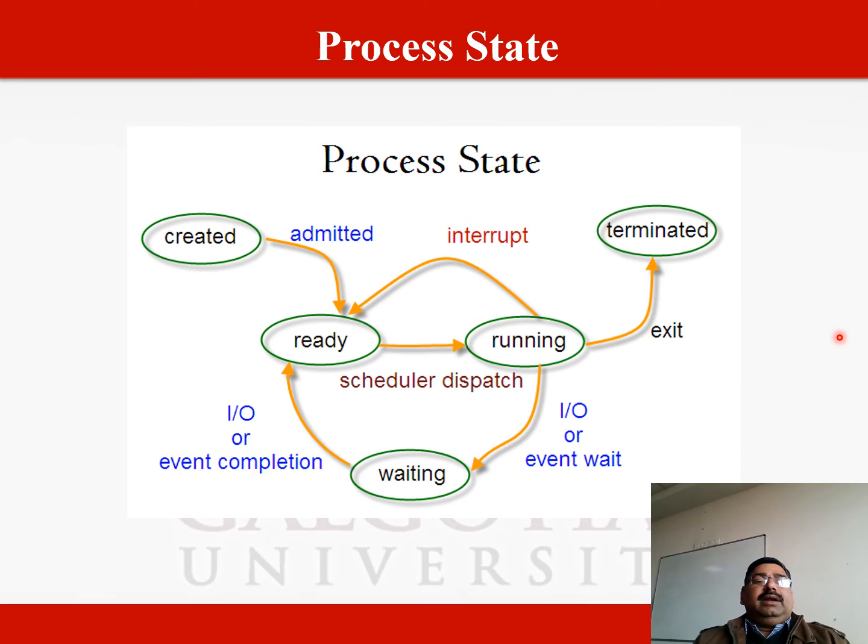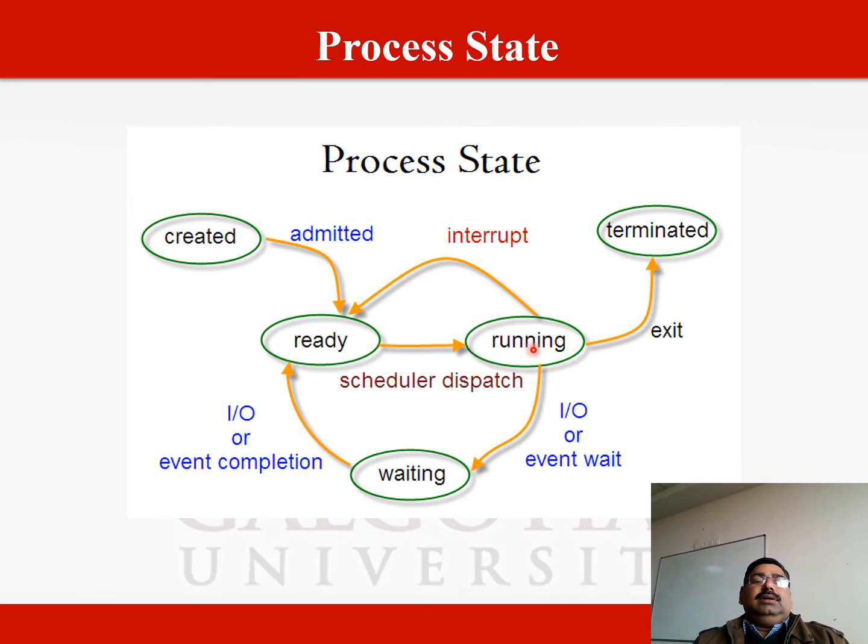This is the diagram of the process states. You can view that there are 5 states of a process: first is created, second is ready, third is running, fourth is waiting, and fifth is terminated. Whenever processes come in the queue, they are admitted to the ready queue. Here the ready queue is prepared, and from here, according to the CPU scheduling, by the job scheduler, they are dispatched for execution to the running state.